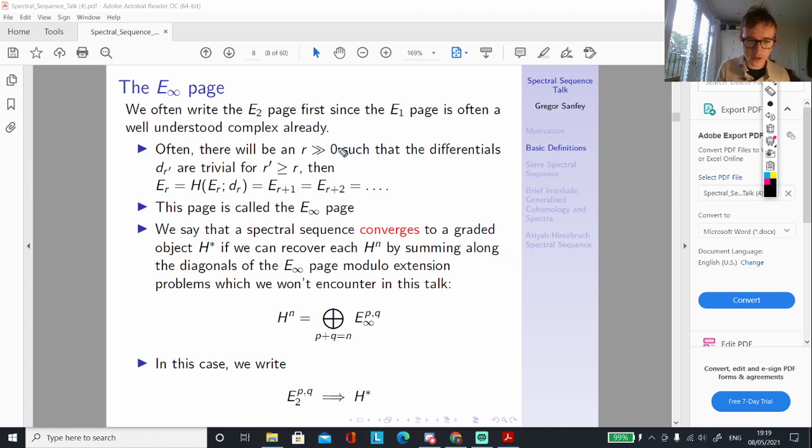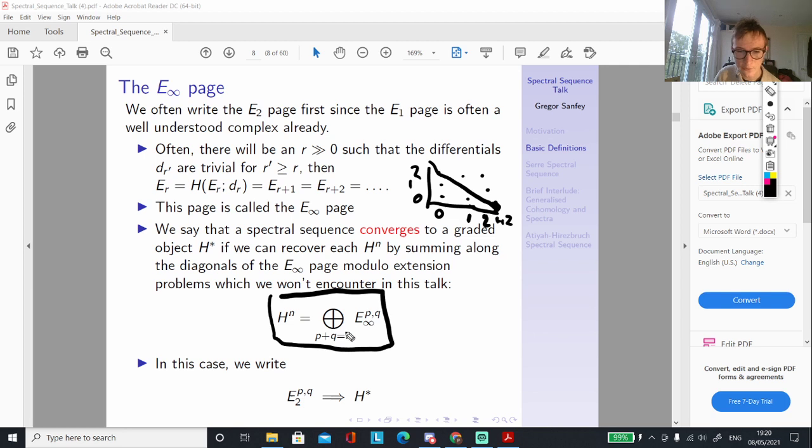So a spectral sequence converges to a graded object, H star, if we can recover each H_n by summing along the diagonals of the E-infinity page. So if we have the E-infinity page looking something like this, and we wanted to recover H_2, then we would just sum along all of these, because this would be (2,0), this would be (1,1), and this would be (0,2). So this is the precise definition: H_n is equal to the direct sum over all p plus q equal to n of the E-infinity page, which is basically just summing along the diagonals.